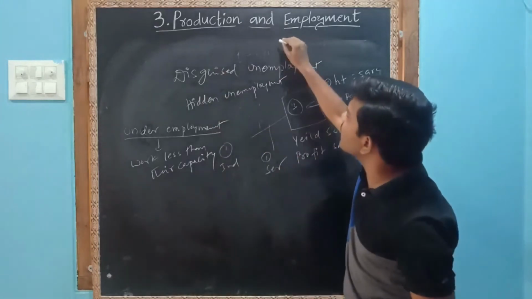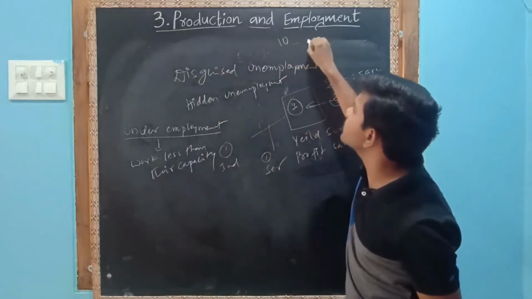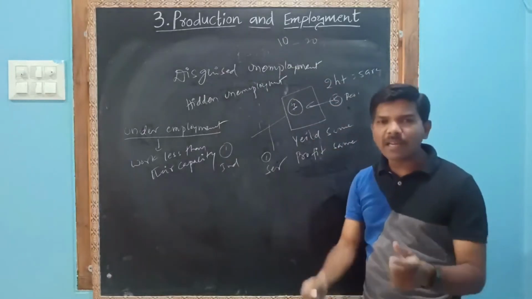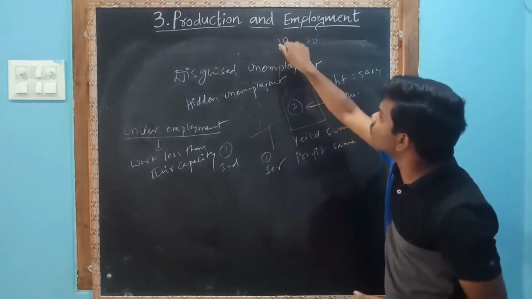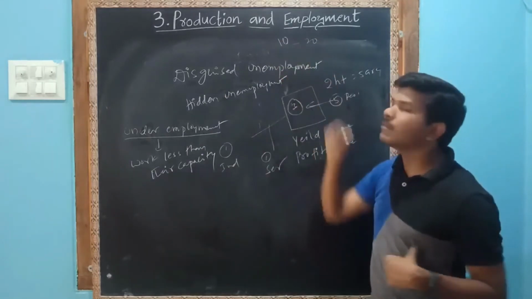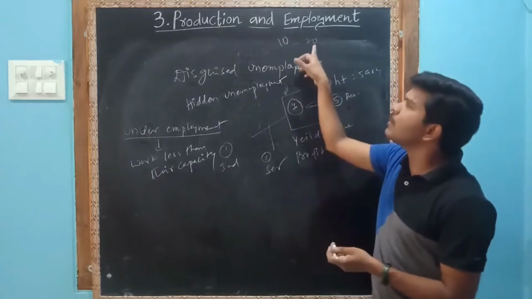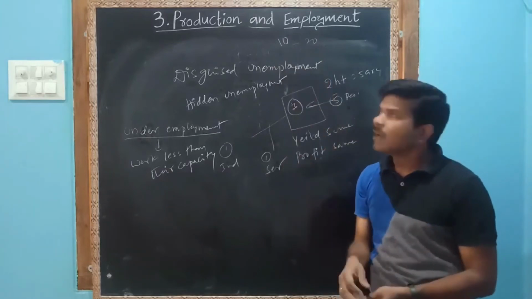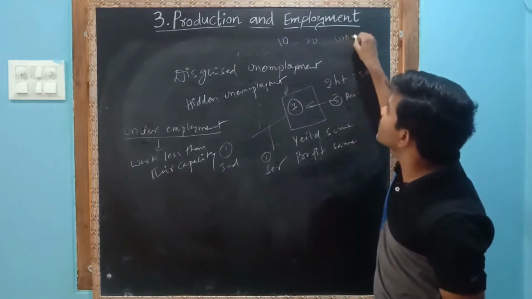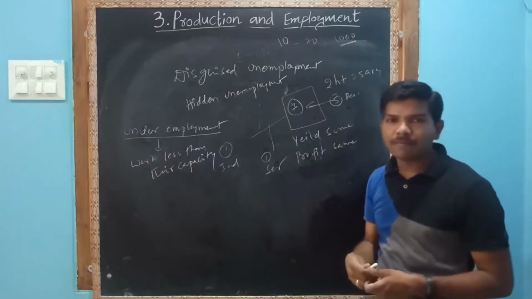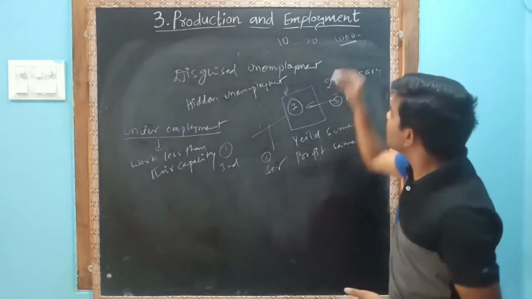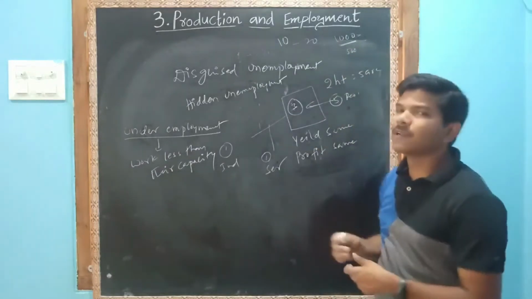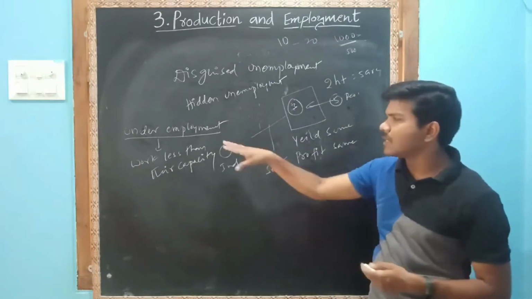For example, in agriculture, 10 members' work is there, but 20 members are doing it. Whenever 20 members do the work, they will not get full employment. For example, for each person 1000 rupees would be given. But when 20 members are engaged in that work, everyone gets only 500 rupees. So that is also called underemployment.